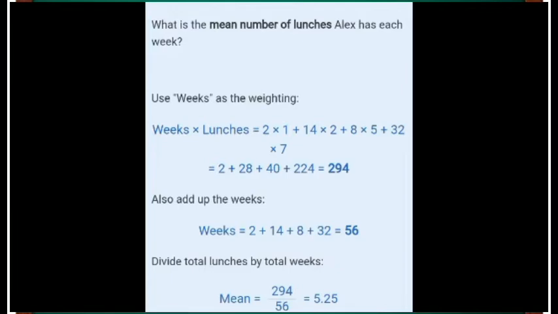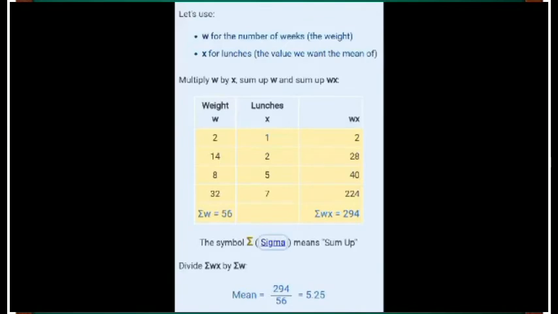Weeks times lunches is equal to 2 times 1 plus 14 times 2 plus 8 times 5 plus 32 times 7, which is equal to 2 plus 28 plus 40 plus 224, which is equal to 294. Also add up the weeks. Weeks is equal to 2 plus 14 plus 8 plus 32, which is equal to 56. Divide total lunches by total weeks. Mean is equal to 294 divided by 56, which is equal to 5.25.